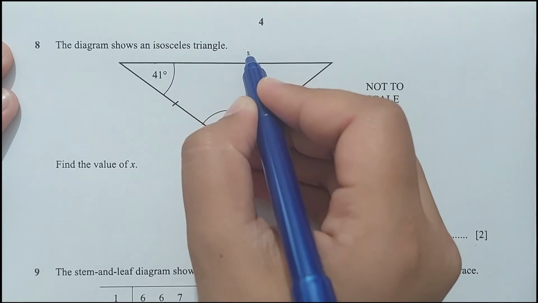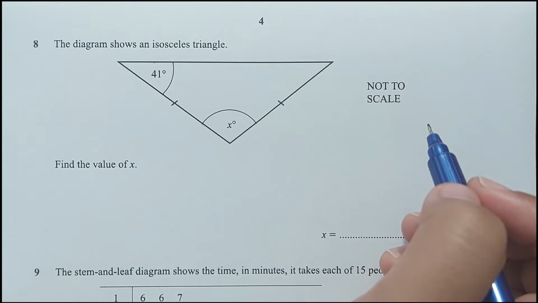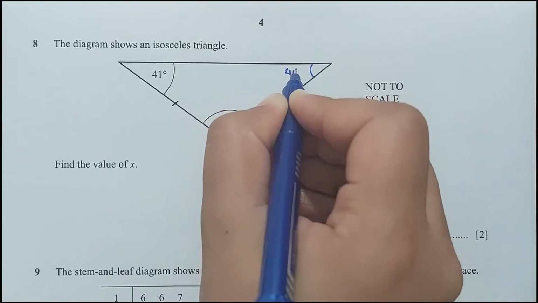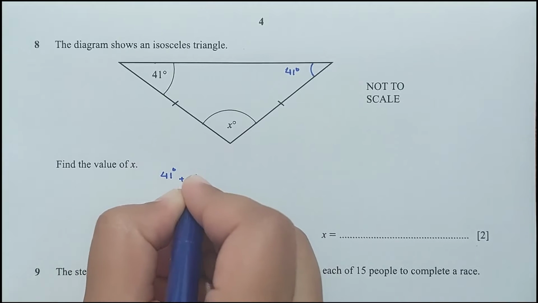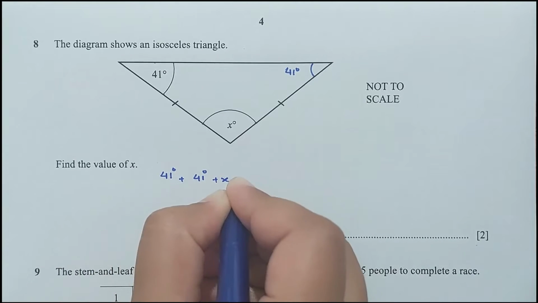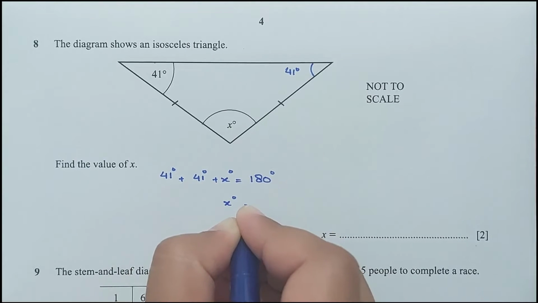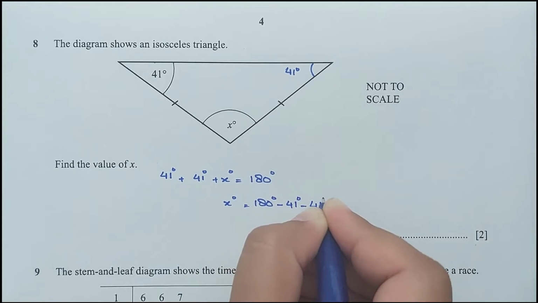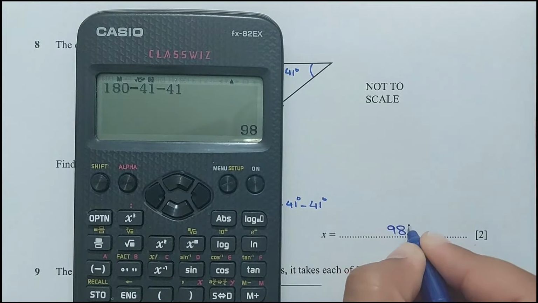Question number 8. The diagram shows an isosceles triangle. Find the value of x, right? Since it is an isosceles triangle, two sides and two angles are the same. This angle is 41, this angle is also 41 degrees, right? And the sum of all angles of a triangle adds up to 180. 41 plus 41 plus x equals 180 degrees. So x degrees is 180 minus 41 minus 41, that is 98 degrees, right?